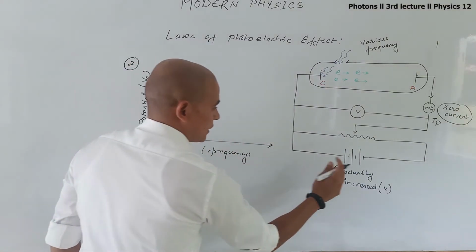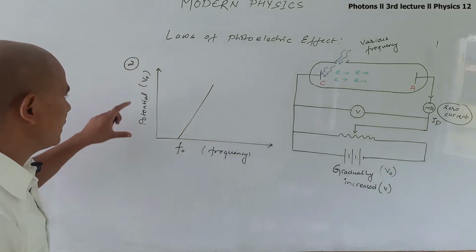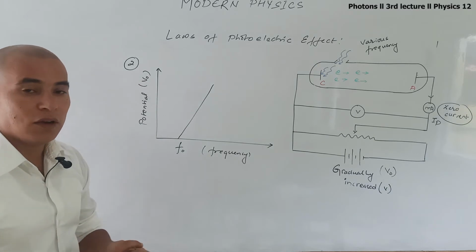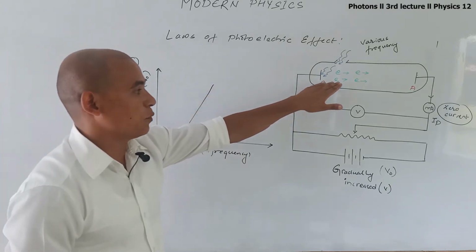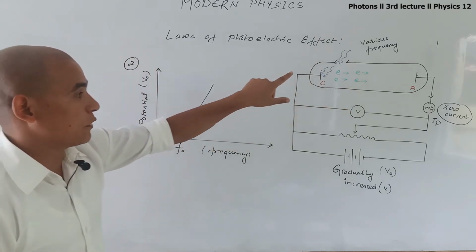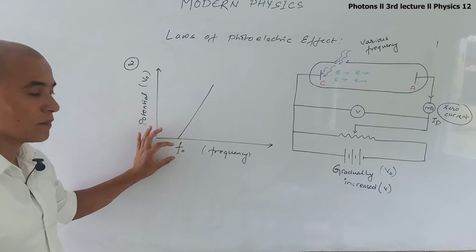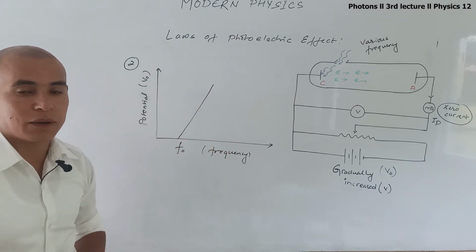At that potential, which is known as the stopping potential, from this experiment what we can understand is that to produce electrons, the frequency of radiation must be at a minimum. Below the threshold frequency, no electrons are produced.